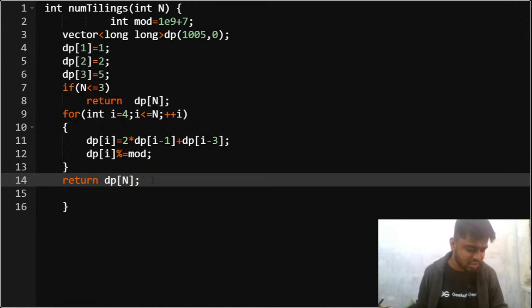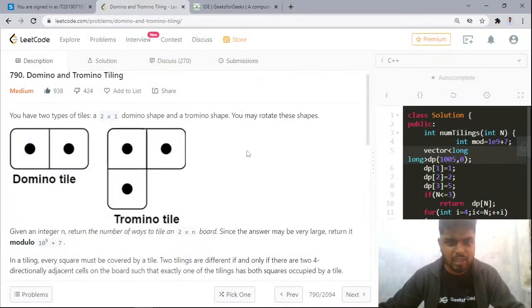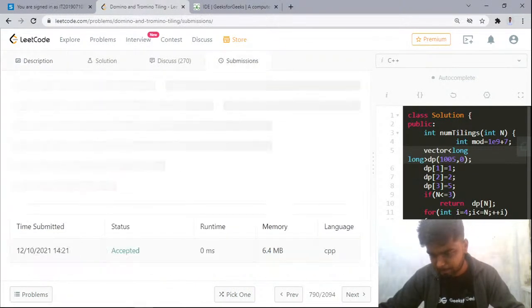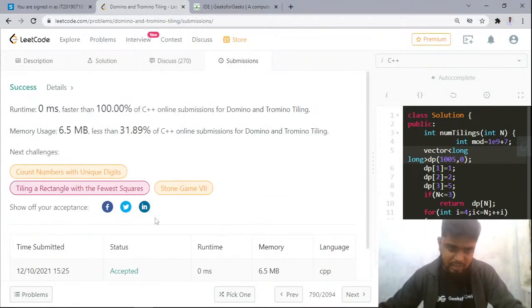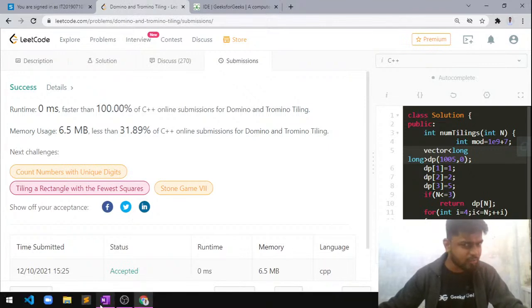Is everyone clear with this part? Just quickly let me know. So this was the code. Let me submit it for you once again. I think it will get accepted only. Yeah, you can see that this code gets accepted. So this was the code for this problem.